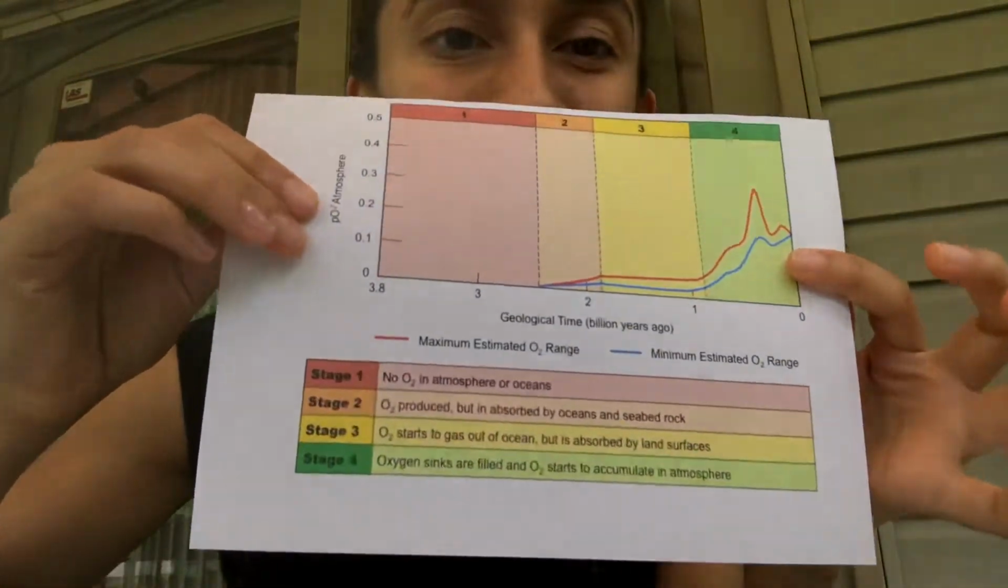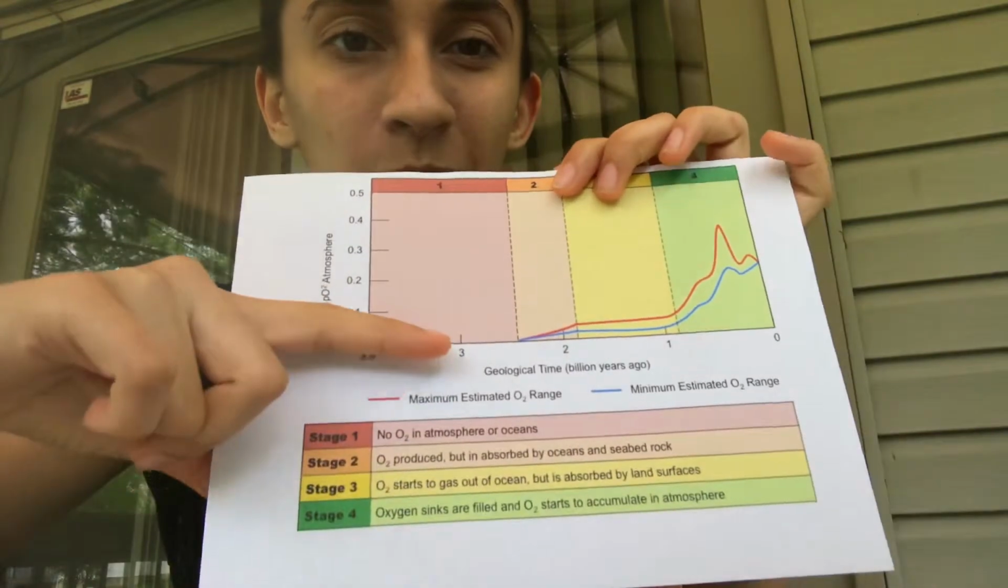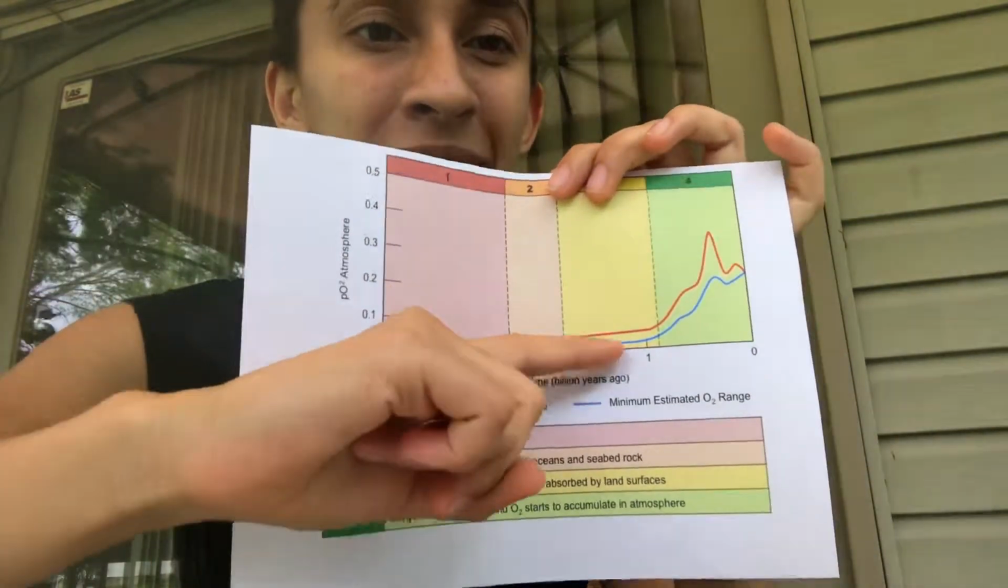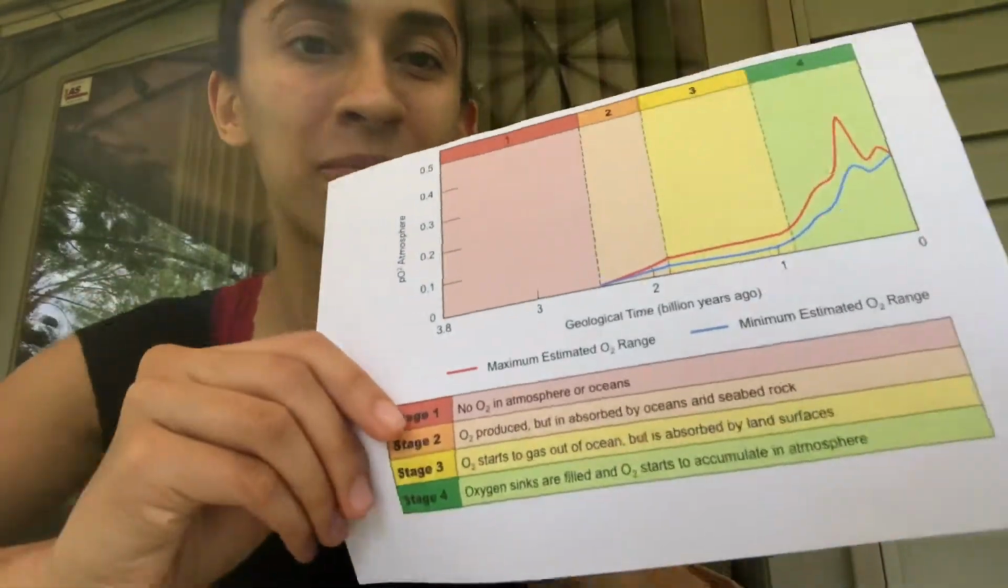So here's another diagram to show that. It shows how the oxygen levels at first were little to none, and then it began increasing, peaking, and then decreasing. So O2 is produced, it starts to fill the ocean, and then it accumulates in the atmosphere.